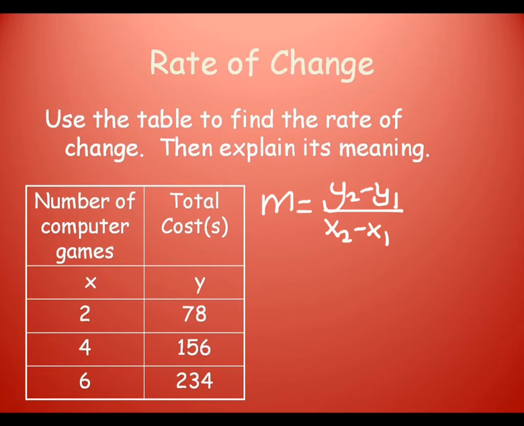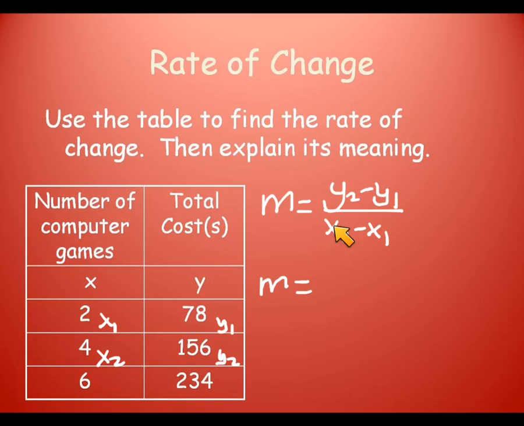What I can do is pick any set of these points to plug into this formula, and I should get the same answer. Just as long as if it's x1, I label the y1 that goes with it. And if it's x sub 2, I label the y sub 2 that goes with it. For example, if I call this point x sub 1, the first x coordinate, what's the first y coordinate? 78, because it goes with 2, right? So let's call it the first y coordinate. And if I call this the second x coordinate, that means this is the second y coordinate. Then I'm just going to plug these numbers into this formula to find the rate of change.